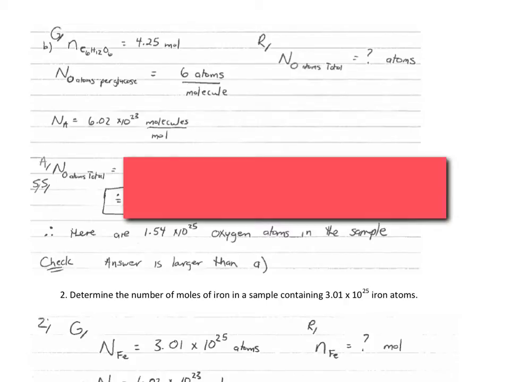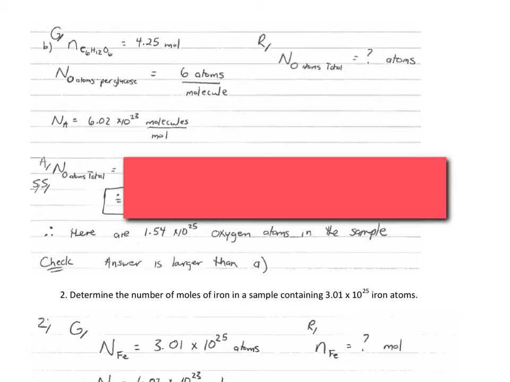And so recall that we were given 4.25 moles of glucose. From the chemical formula for glucose, we know that there are 6 oxygen atoms, as seen right here, per molecule of glucose. And we also know that we have Avogadro's constant, 6.02 times 10 to the 23 molecules per mole. And so we have these two conversion factors to help us arrive at our final answer with the unit of atoms.